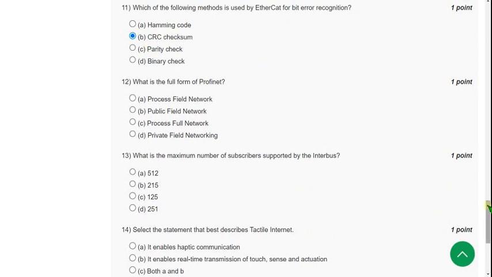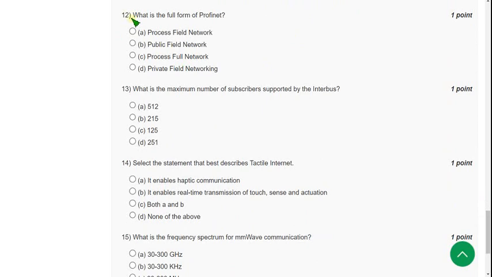Moving on to the 12th one. What is the full form of Profinet? So what does Profinet stand for? It stands for Process Field Network. Mark option A.